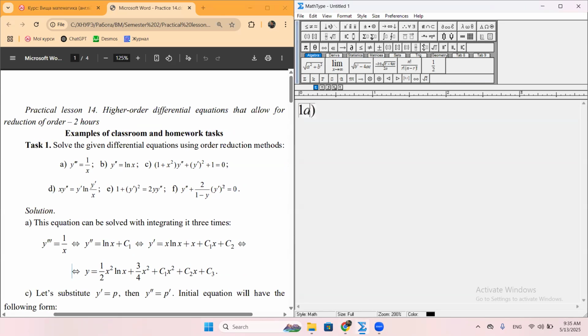Actually, what is the order of the differential equation? It is the highest order of the derivative that it contains. Now we have a differential equation of the third order: y triple prime equals 1 over x. Actually, how to solve it? Of course, we will integrate this equation three times.